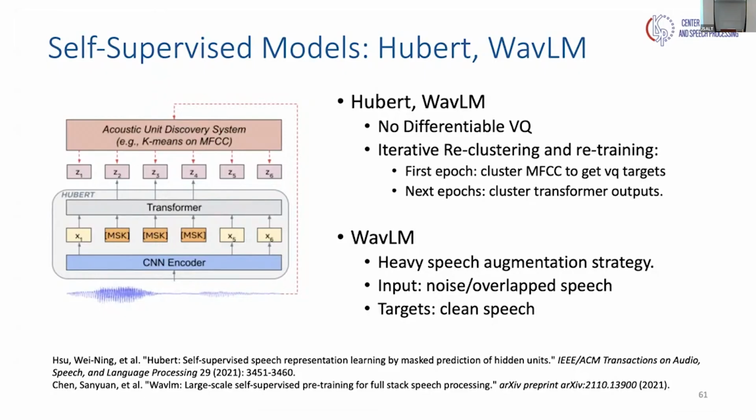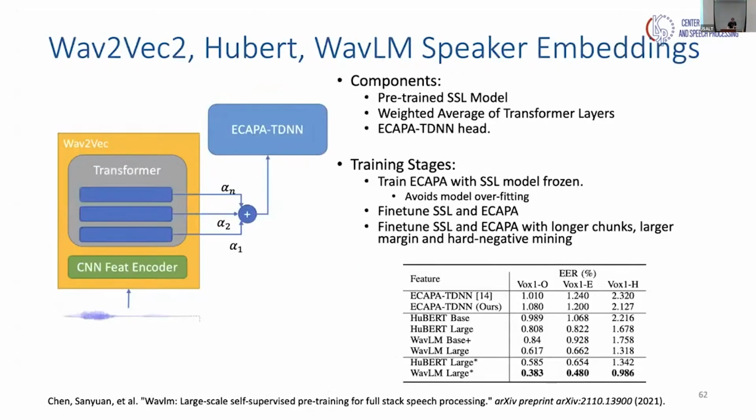The difference between HuBERT and WavLM is that WavLM, besides doing that, also does very heavy speech augmentation using noise and overlapped speech. So the WavLM model is more robust to noise and is also better for speaker recognition in general. Once you have these wav2vec or WavLM models, you can put some kind of head or decoder model on top of the transformer model. Usually in these models, the best features for speaker ID are not in the last layer, but in the middle layers.